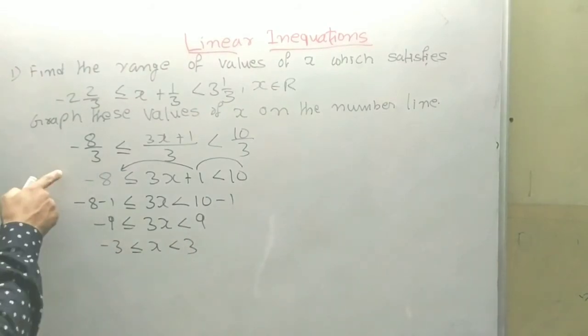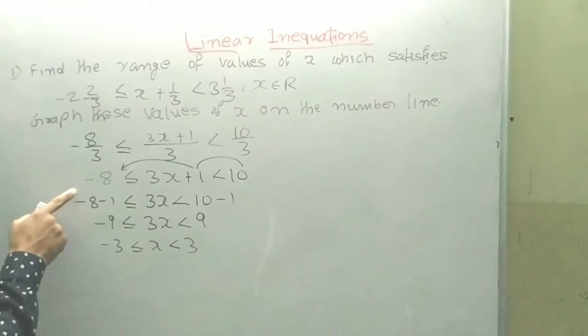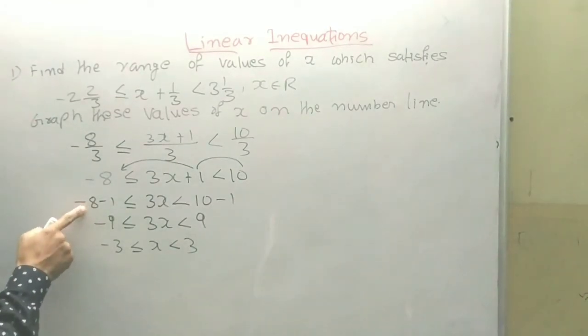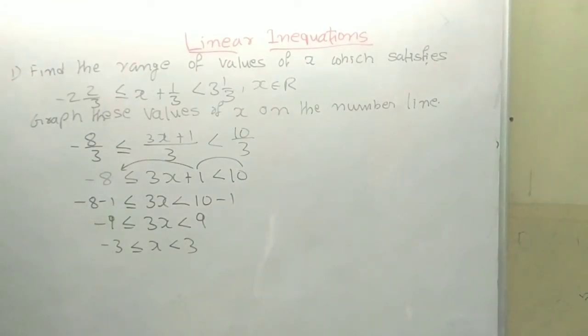Now, how many steps have we written? This is the question. 1, 2, 3. We can skip this also. 3, 4 steps. In these 4 steps, if you solve it, you are going to get 3 or 4 marks. It is a very simple one.